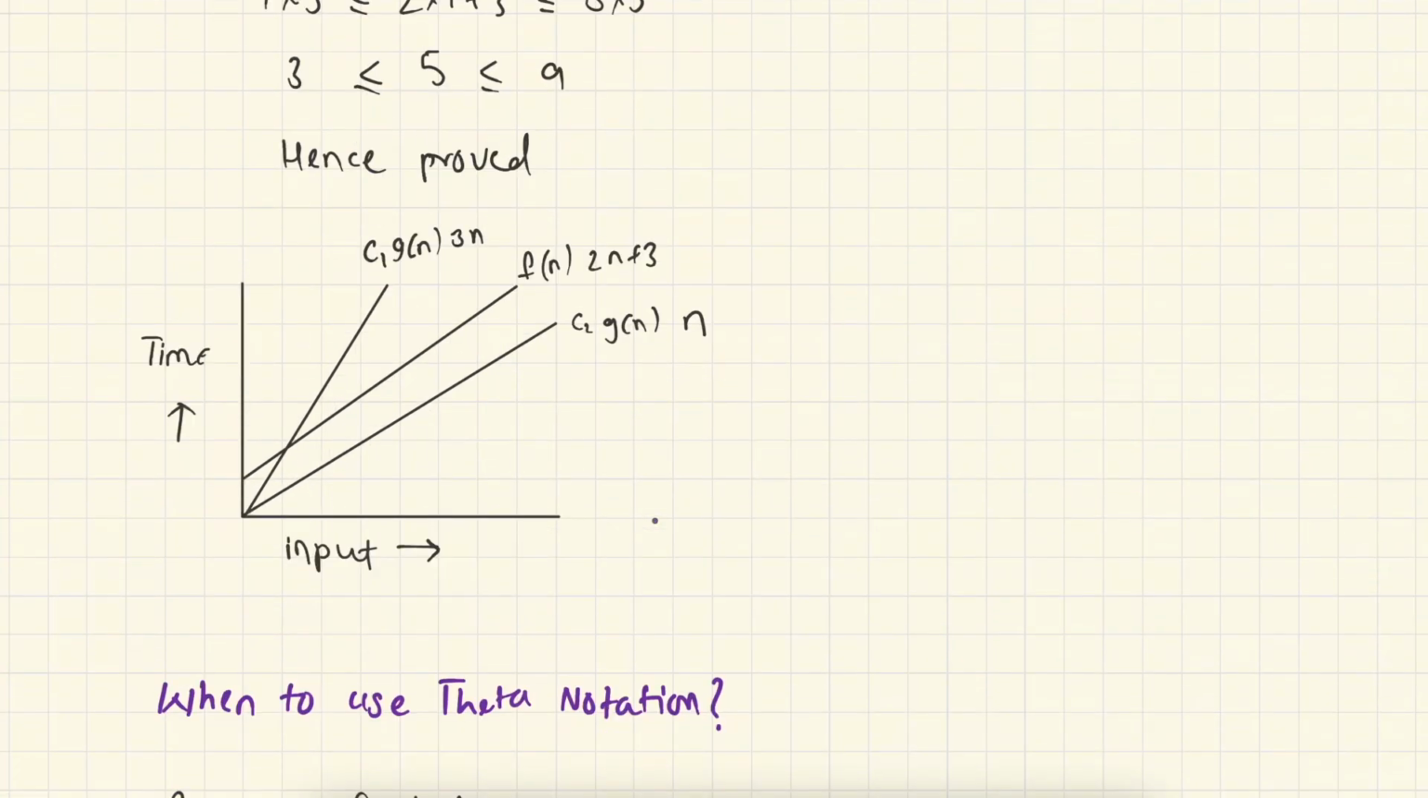Whenever there is a scenario where you know exactly how much time your function is going to take, then always prefer to use the exact bound. Why? Because if you already know the exact bound, then there is no point in using the upper bound or the lower bound. We are much more interested in knowing the exact bound.